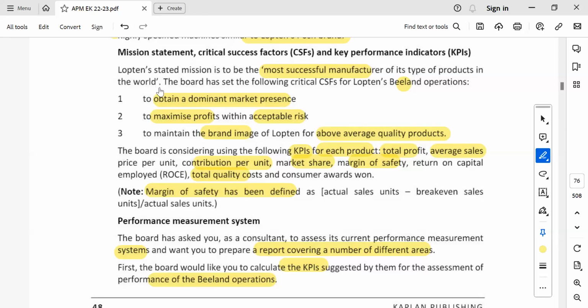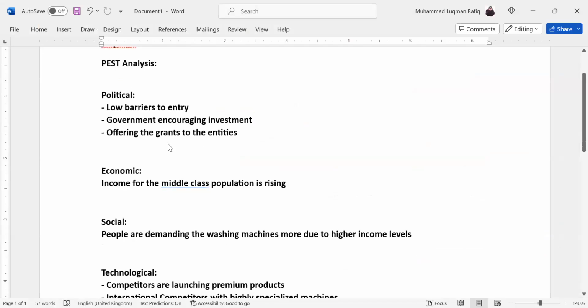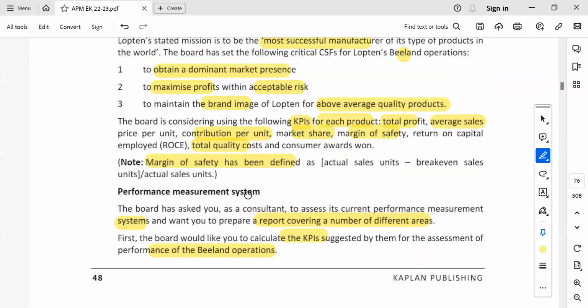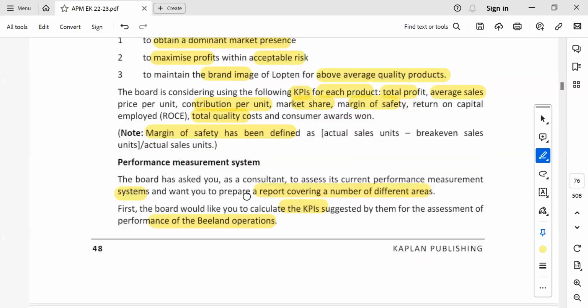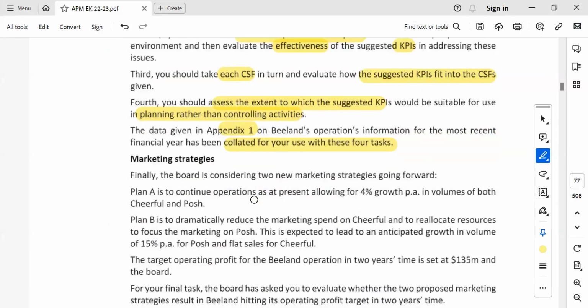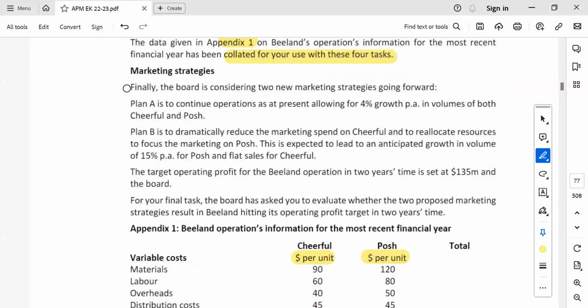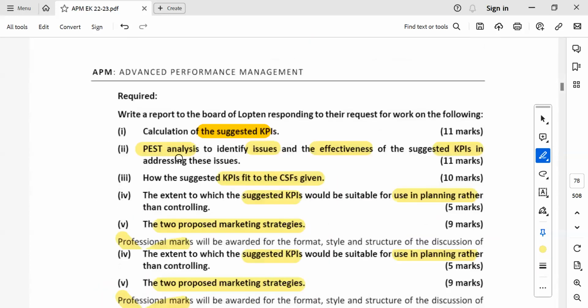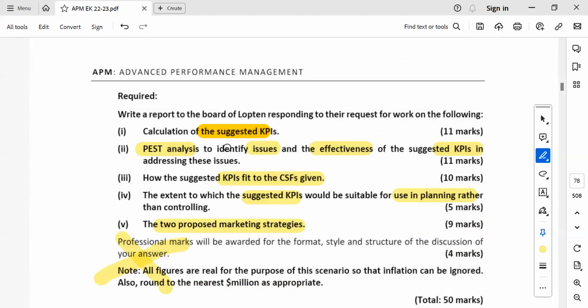Okay, since nobody has come from another country, let's see what we have been able to gather. Political: we know the low barriers to entry. Economic. Social: people are demanding washing machines. Technology. Not much other information is given. Now let's see what the question's requirement is. He says, PEST analysis to identify the issues and effectiveness of the suggested KPIs in addressing those issues.